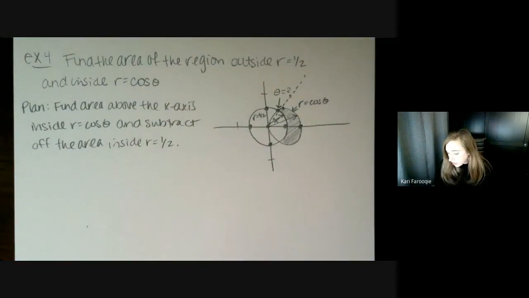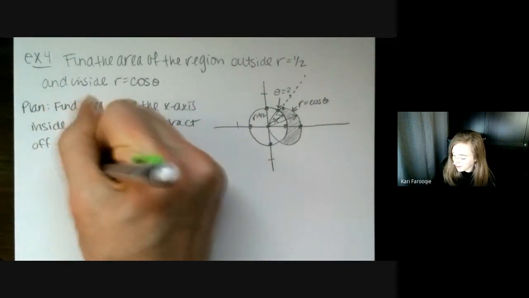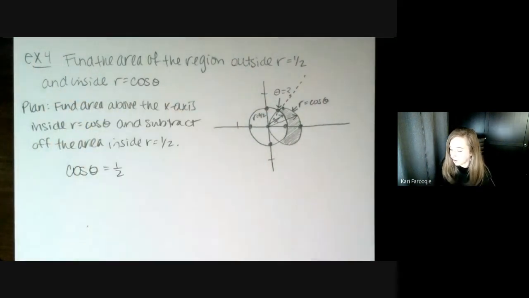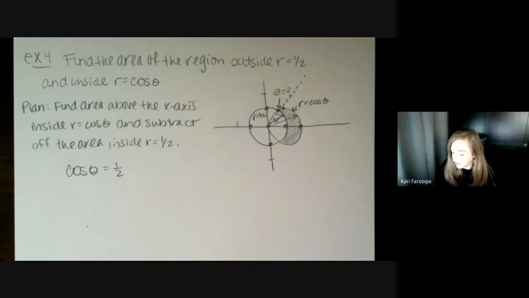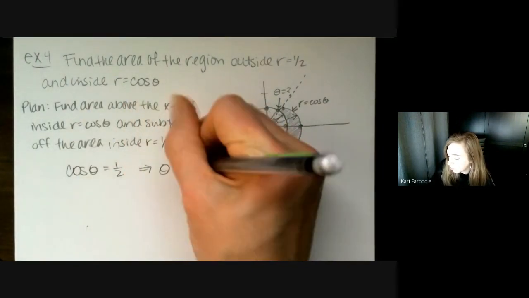In order to do that, I need their intersection points. We talked earlier about how to find the intersection of two polar graphs. We just set them equal to each other. So we'll do that now. Once again, we're looking at the exact same equation we've seen all day: cosine theta equals a half. Hopefully we've talked about it so much that everyone is very aware that the cosine of pi over 3 is a half.